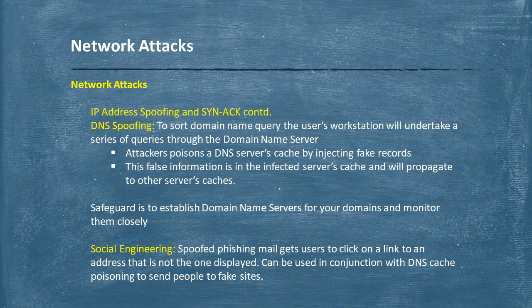Social engineering, now we are defining. Spoofed phishing mails get users to click on a link to an address that is not the one displayed. It can be used in conjunction with DNS cache poisoning to send people to fake sites. Basically, social engineering is to make one click on a wrong link, as if it is genuine. Here is a diagrammatic representation of how DNS cache poisoning is happening.